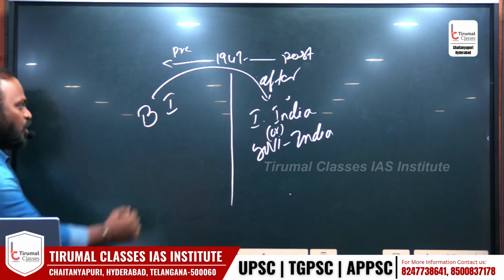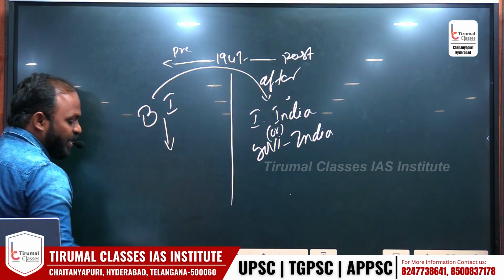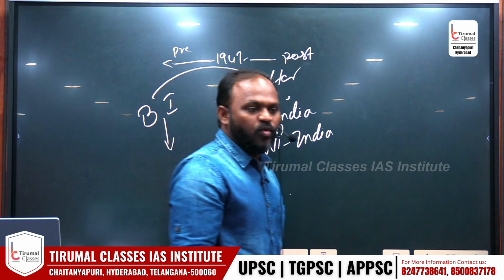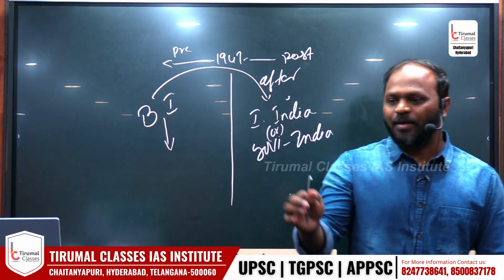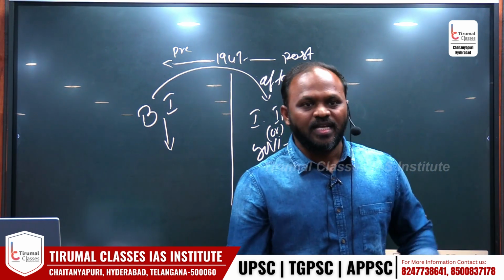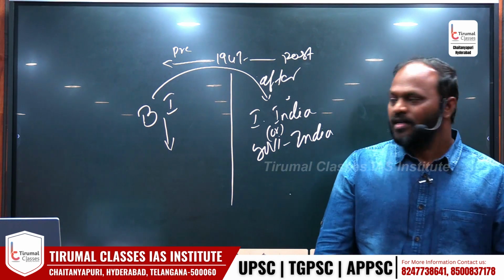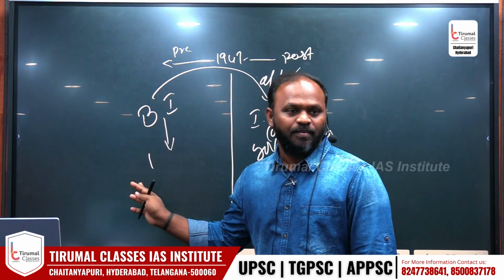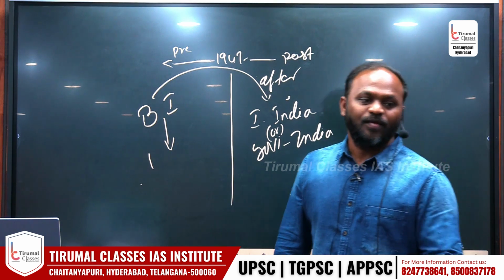Because during British time, we did the freedom movement. In the freedom movement, what is our ultimate goal? To get independence and make our own constitution. In the process of fighting for freedom, we demanded making our own constitution.